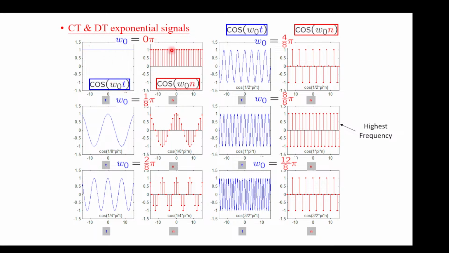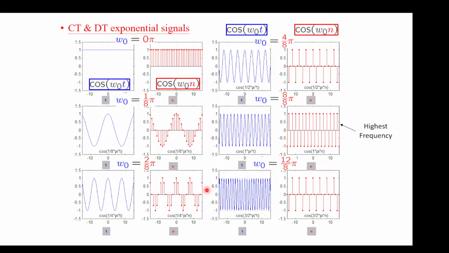When omega naught equals 0, we have a constant signal here and a constant signal here. They look the same. And omega naught equal to 1 over 8, then this continuous signal is going to oscillate like this, and the discrete signal follows the same oscillation, although it only takes points at integer values. And omega naught equal to 2 pi over 8, then you see this oscillating twice as fast, and this is also oscillating twice as fast.